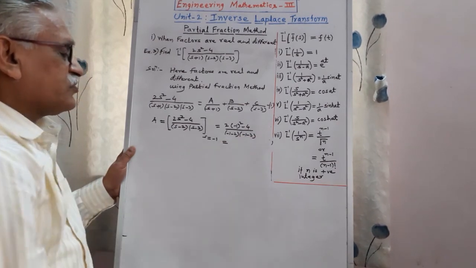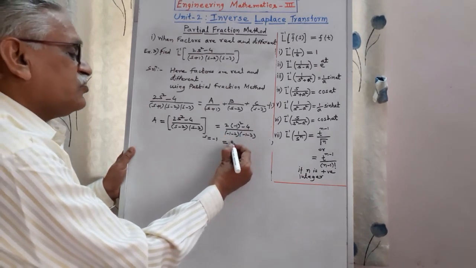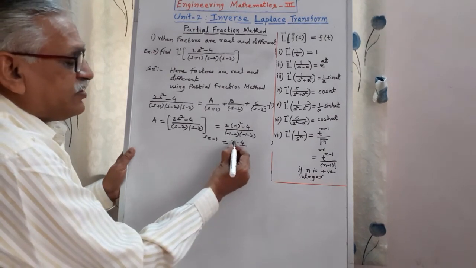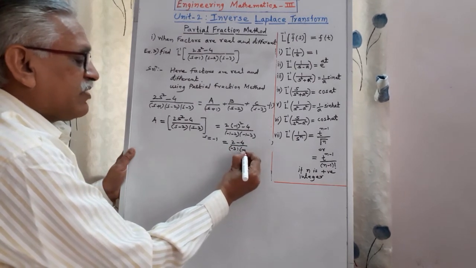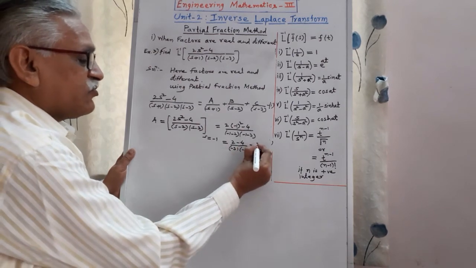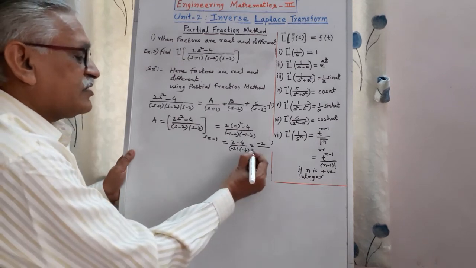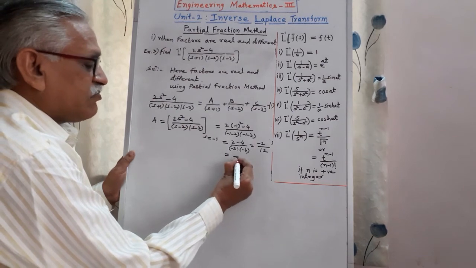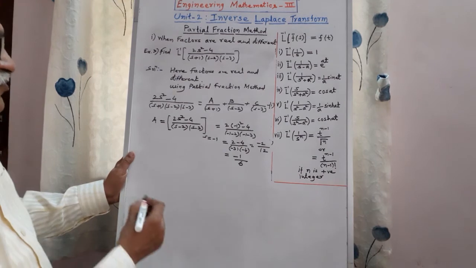It is equal to 2 times 1, 2 minus 4, divided by minus 1 minus 2, which is minus 3, and minus 1 minus 3, which is minus 4. Therefore 2 minus 4 is minus 2, and minus 3 times minus 4 is plus 12, and therefore that value is minus 1 by 6. This is the value of A.